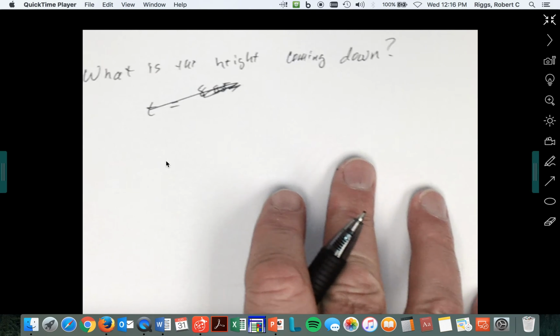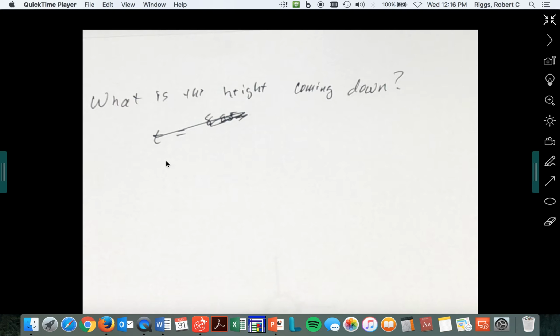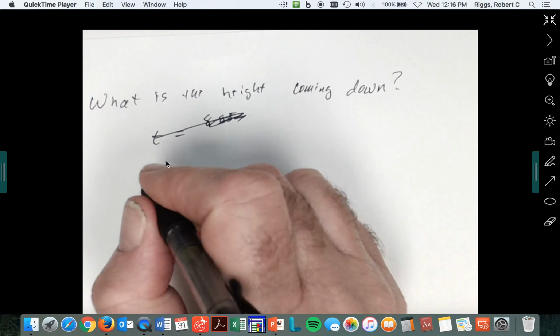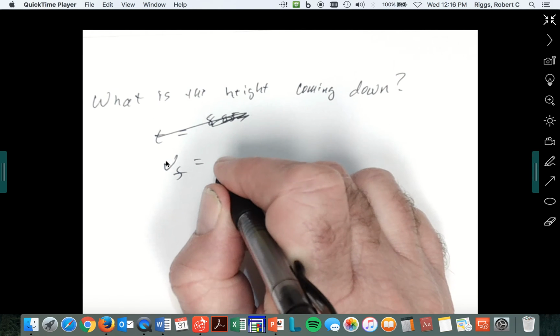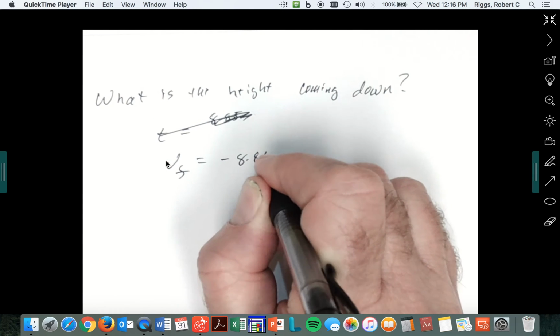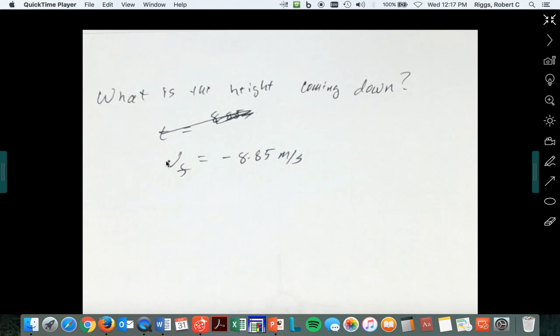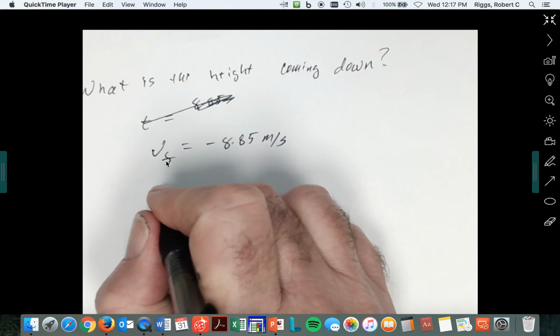So when it's coming back down, when it reaches half its velocity again, or half its speed, but the velocity of it, the final velocity then would be negative 8.85 meters per second. Okay, that's how fast it's coming. So how long did it take to get there?